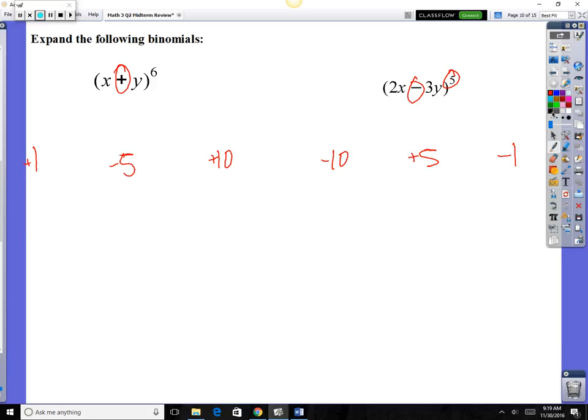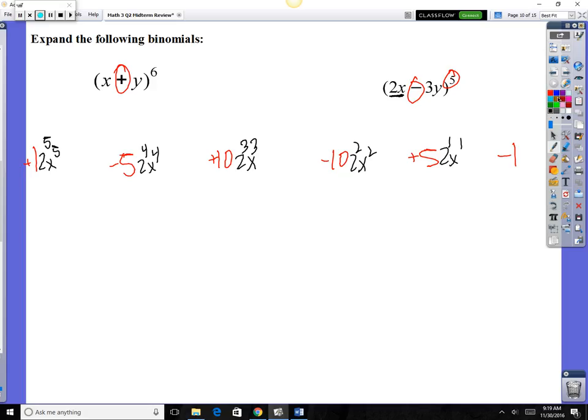Okay, now you're going to start with your letter, but your letter actually has a number with it, so you have to do both of them. So you have to go 2 to the 5, x to the 5, 2 to the 4, x to the 4, 2 to the 3, x to the 3, 2 to the 2, x to the 2, 2 to the 1, x to the 1.